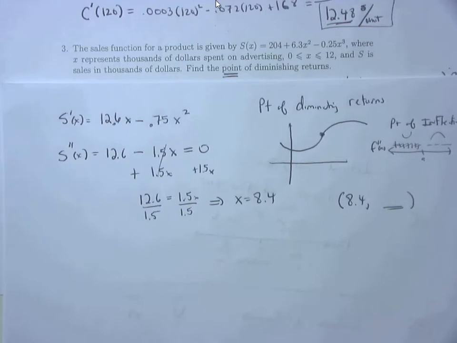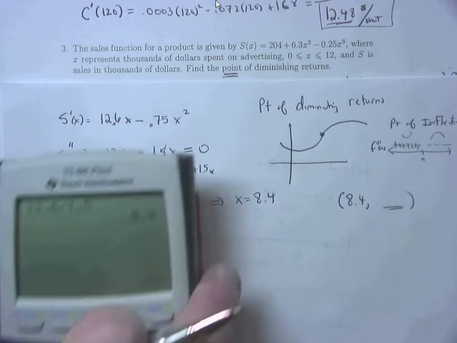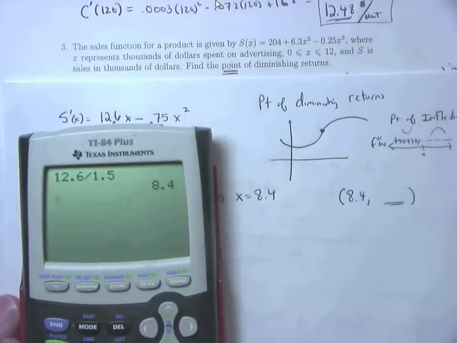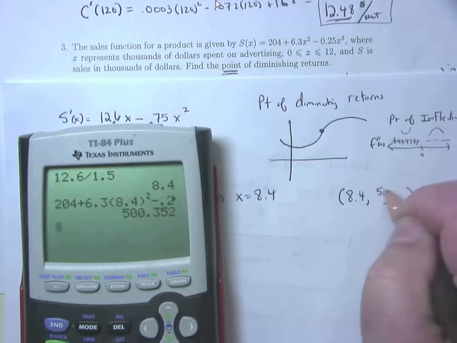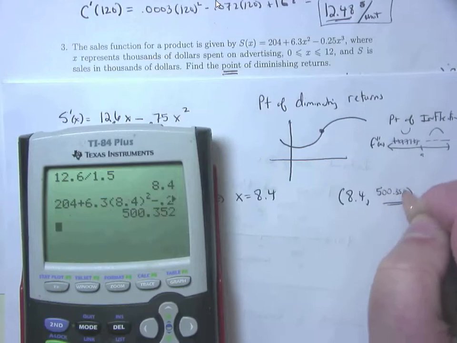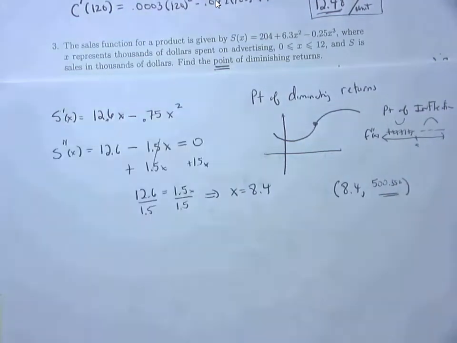The original equation. Not the first derivative. The original equation gives you y-coordinates. So the original equation is way back up here, which is 204 plus 6.3 times 8.4 squared, minus 0.25 times 8.4 cubed. And I end up getting 500.352, some number there. But that's your point.